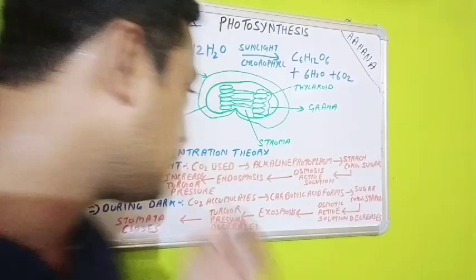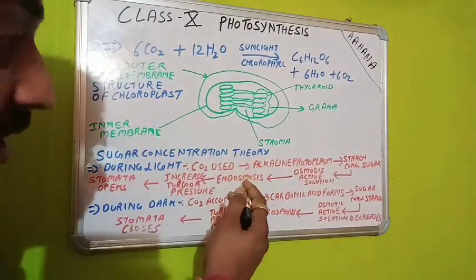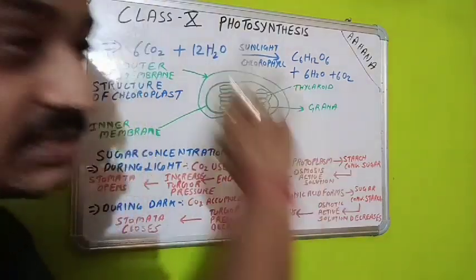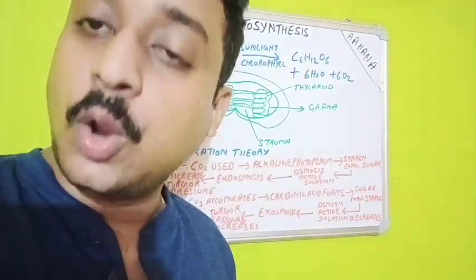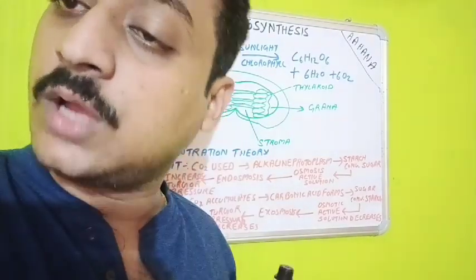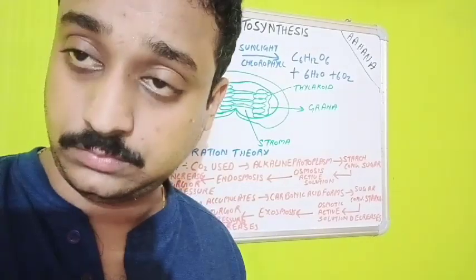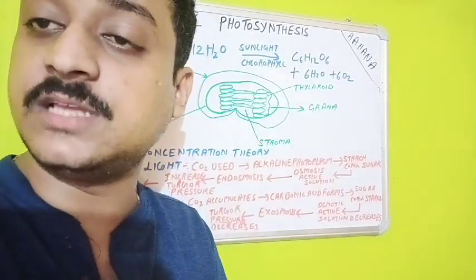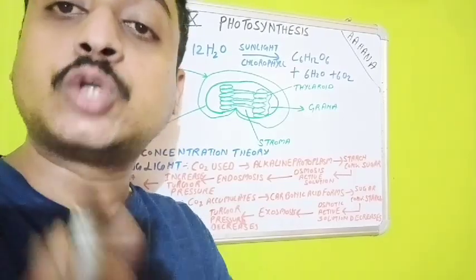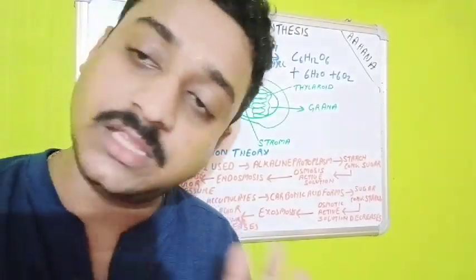Now, next is sugar interconversion theory, or sugar starch interconversion theory, or sugar concentration theory. You can also say sugar starch interconversion, sugar conversion, or sugar concentration theory. You can say any one of these three.